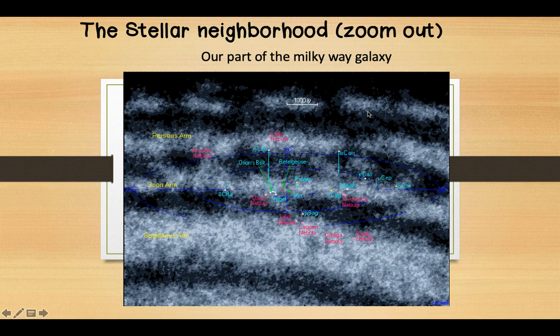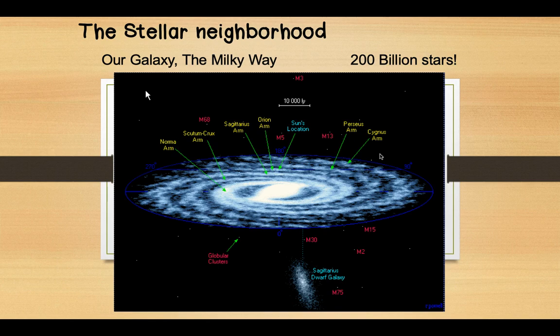Now what if we zoom out even more and think about our part in the Milky Way? Our sun is kind of in the center of this, and then we've got different parts of that stellar neighborhood. Zooming out even more, thinking about our galaxy, our whole galaxy has 200 billion stars, with our sun in that middle part of it. And then you've got this circular motion of all these different stars moving and giving off light.